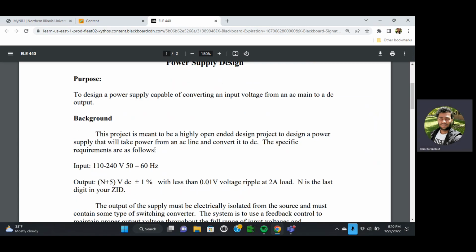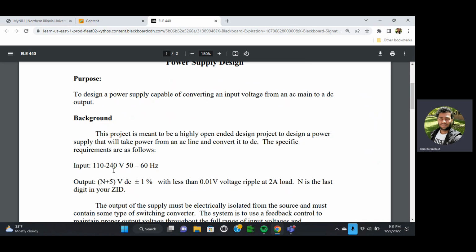The background for this project is that it is a highly open-ended design. So you don't need to only use a buck converter. You can also use a boost converter, or maybe a buck boost converter. Here in this design, I'm going to use a buck converter. So the design requirements are input voltage.